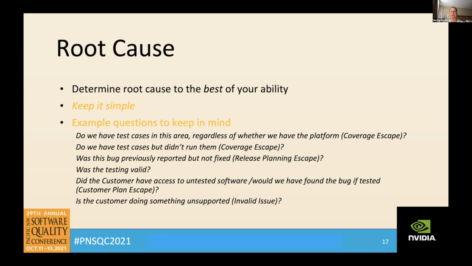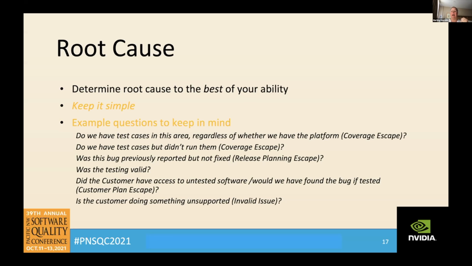Was the testing valid, right? Did the customer have access to untested software? Or would we have actually found this bug if we had tested it, right? So it's interesting to note, our processes in GPU software QA have matured to a point where, I'll be very honest and forthcoming, customer plan escapes are very rare to see. Our drivers really only do get released and ship when they're ready. We have very few exception cases where drivers are being shared, where a customer is actually working on them earlier than they should be.